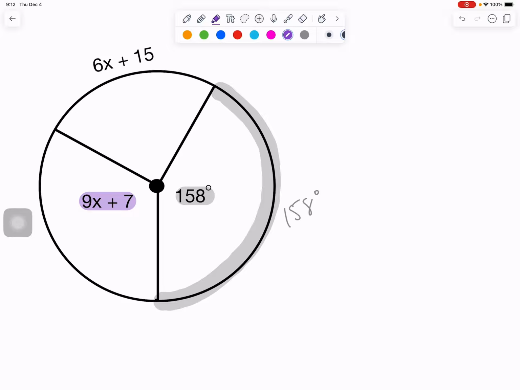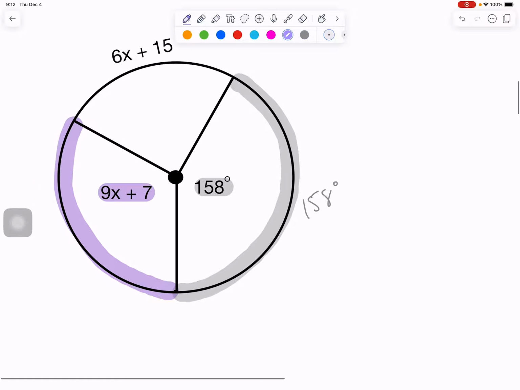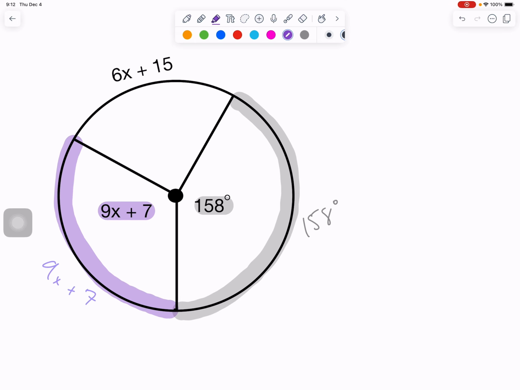But what do we know about that? That the arc is also 9x plus 7. So I'll put that on the outside. You do not have to. Then we're going to shift over to our pink here and highlight our 6x plus 15, which they're giving us an arc, but we know that the arc equals the central angle.